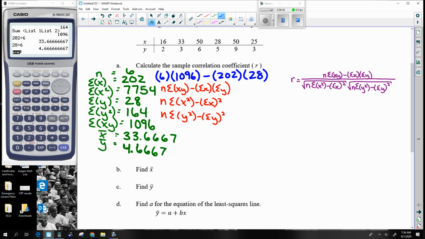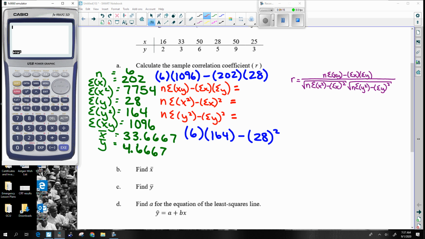I don't have to use the sum of list 1, list 2, or anything like that. I did all the grunt work already. Or for instance, this bottom formula: n, sum of y squared, minus the sum of y, squared. So I'm purely dealing with numbers now with this mini formula, and that makes my world a lot easier. All right, so let's go ahead and get these 3 things.